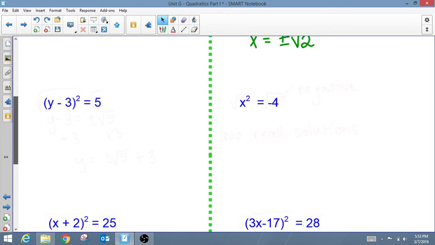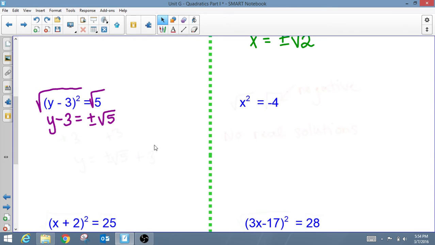Our next problem says y minus 3 squared equals 5. What do you think our first step is here? Our first step is to take the square root because right now we can't add that 3 because it's stuck inside the parentheses of that squared. So we need to take the square root. When we take the square root, we're going to take what's on the inside here. So we're going to have y minus 3 equals, when we take the square root of 5, make sure that you have that plus and minus.